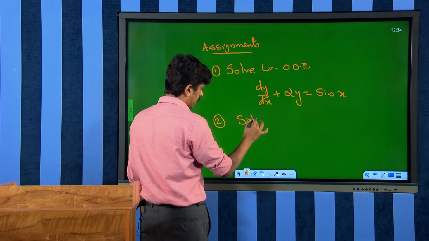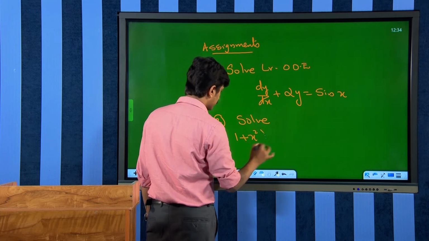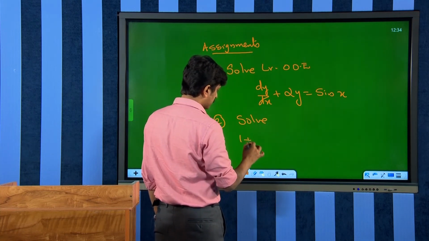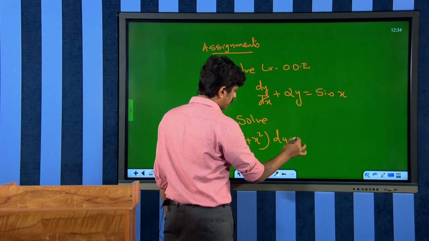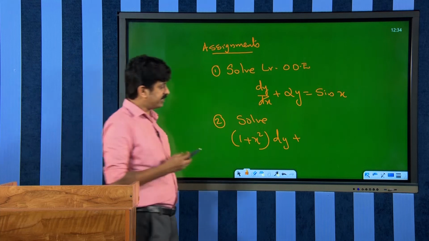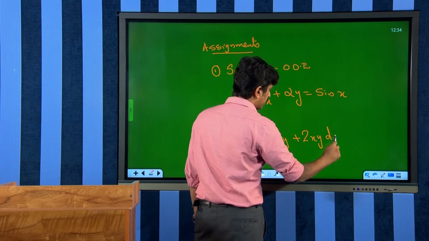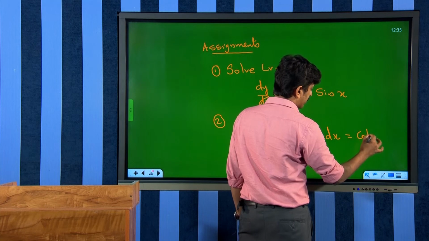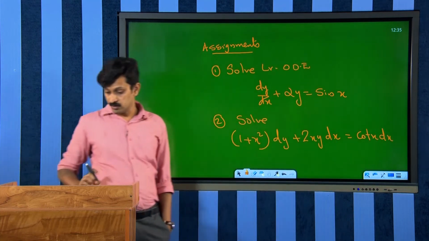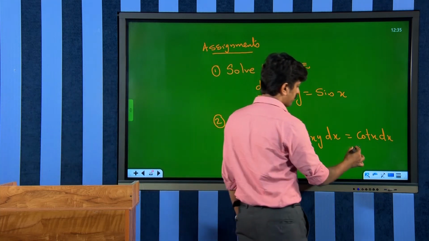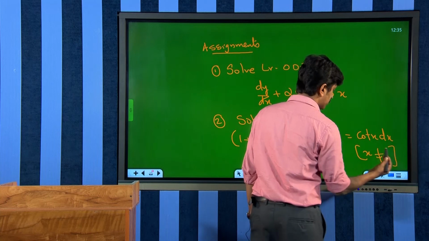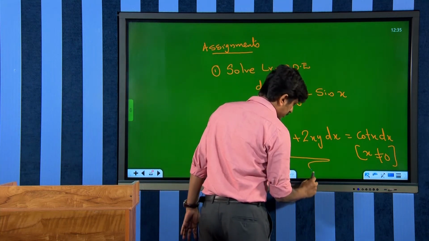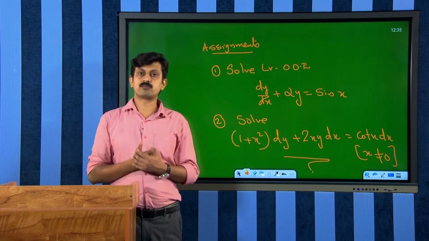solve (1 plus x square) dy plus 2xy dx is equal to cot x dx, where x is not equal to 0.